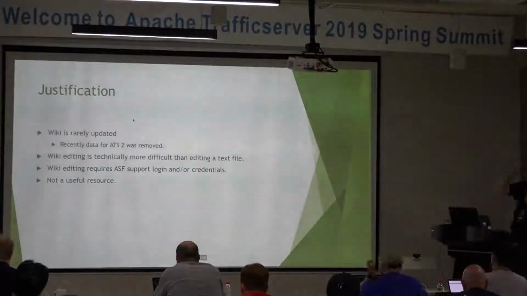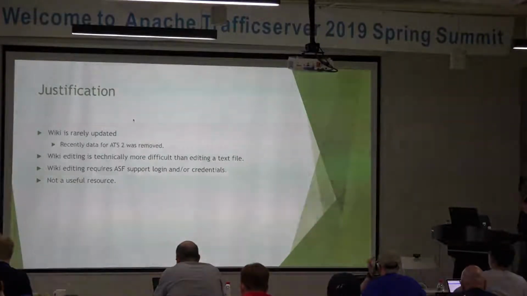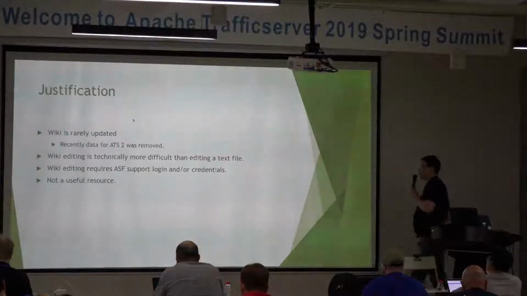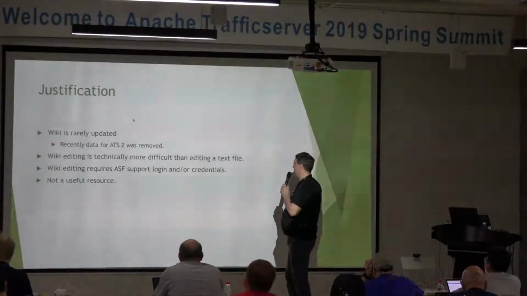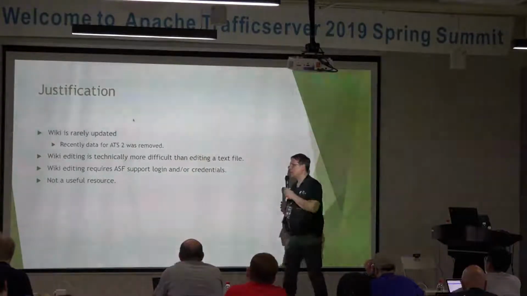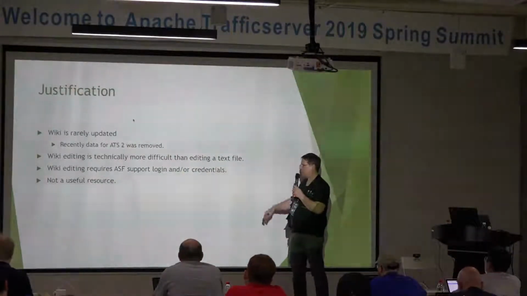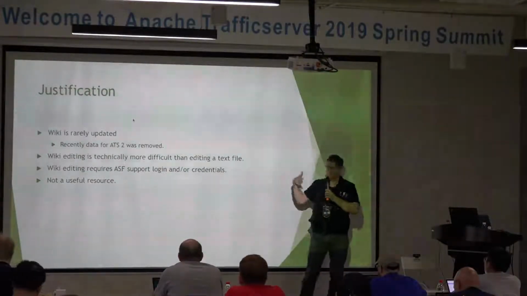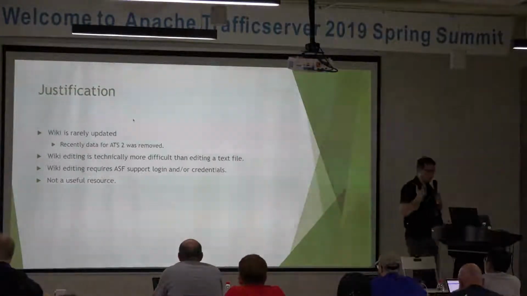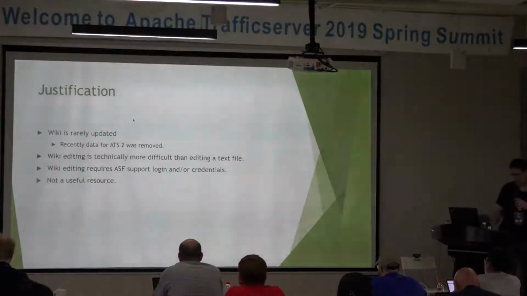Yeah, I'll get to that. Why we want to do this: people never update the wiki. I actually saw something for ATS 2 removed within the last year. I find the wiki editing extremely painful and way more difficult than editing a text file. To edit, you have to have an ASF login and support, and we have to give you credentials. And people never really look there.